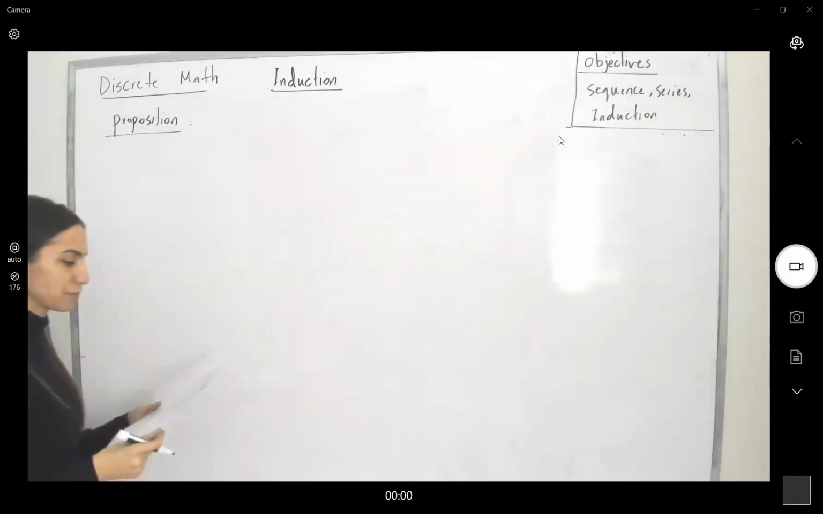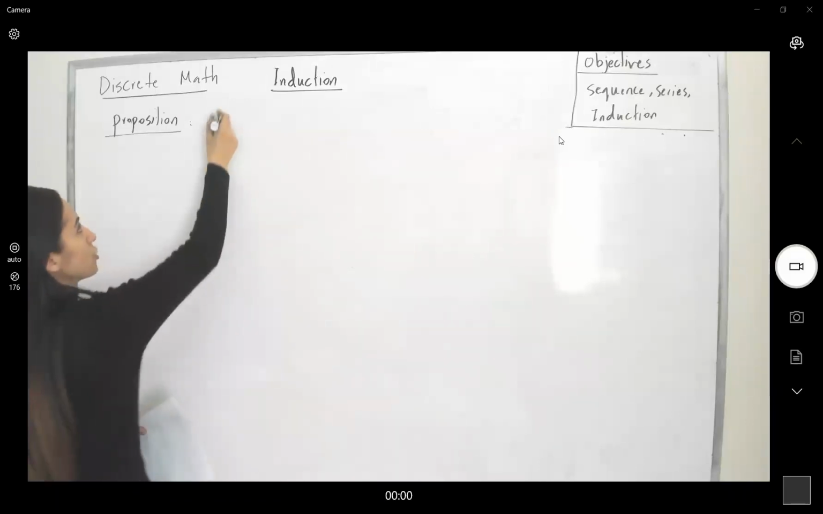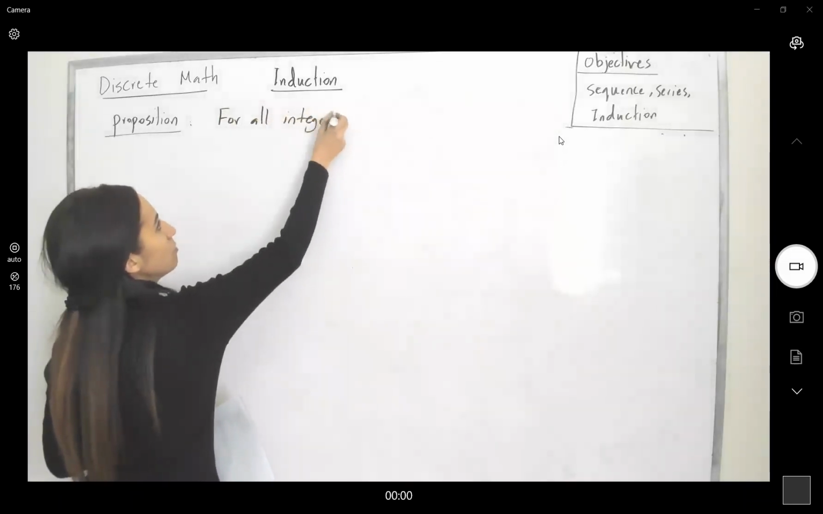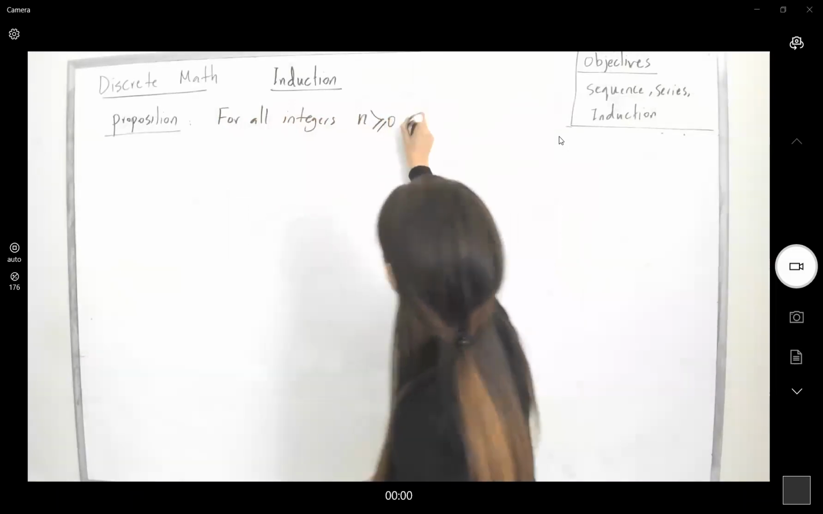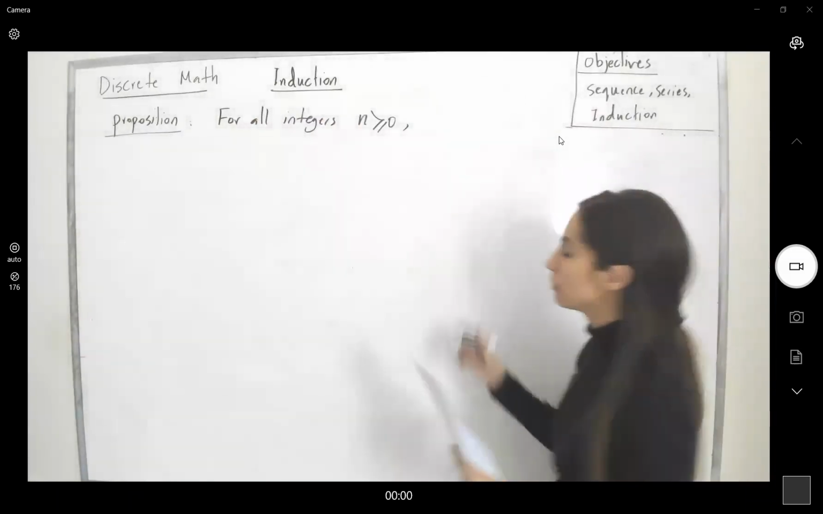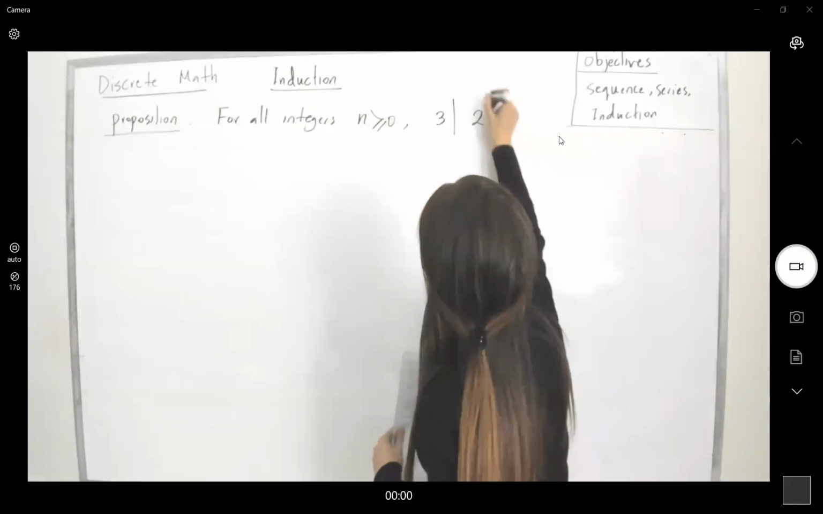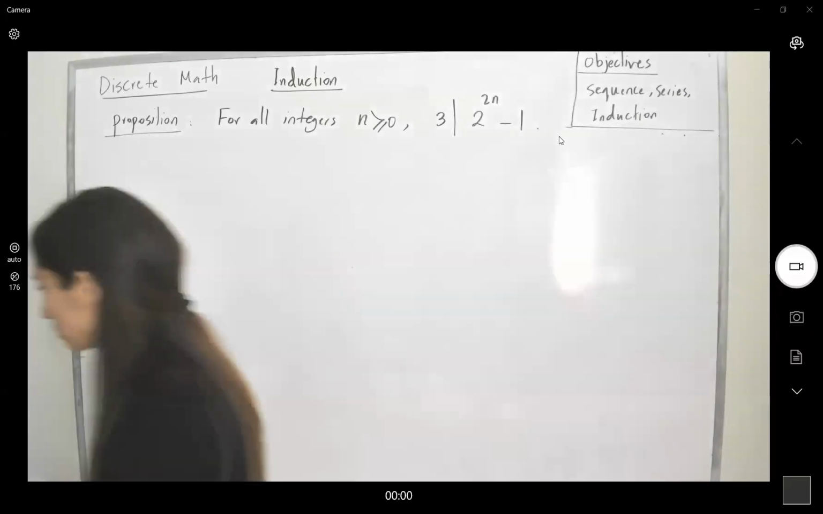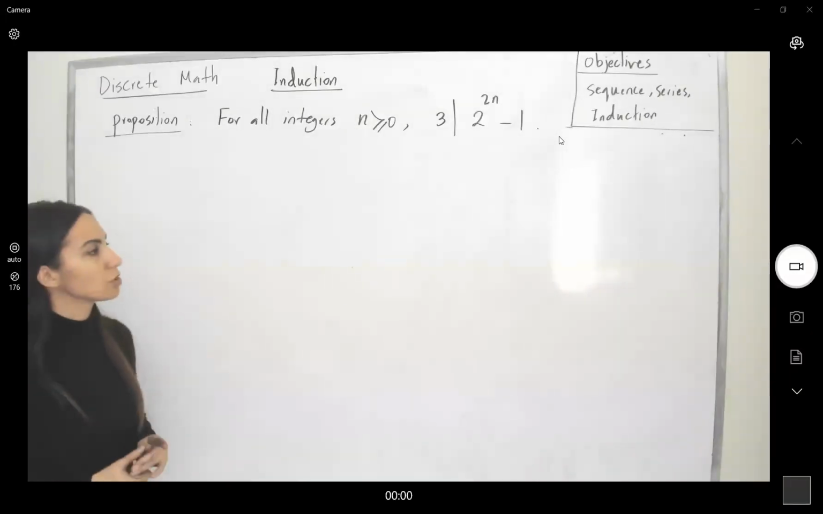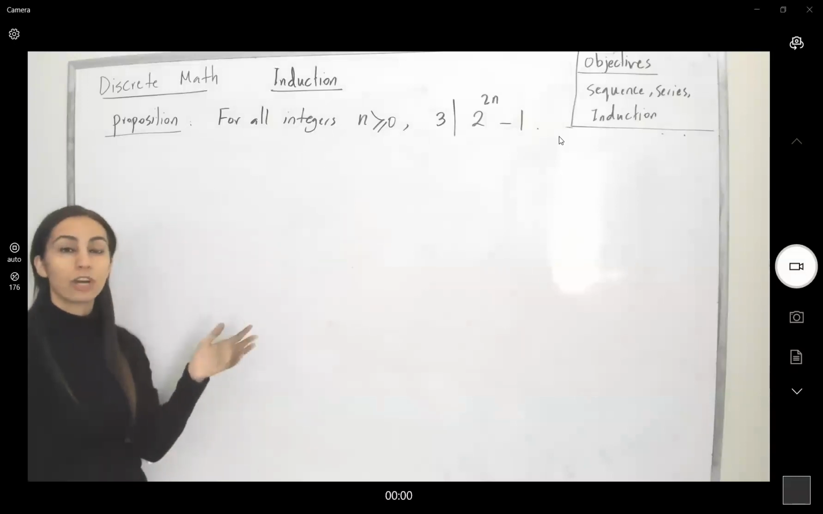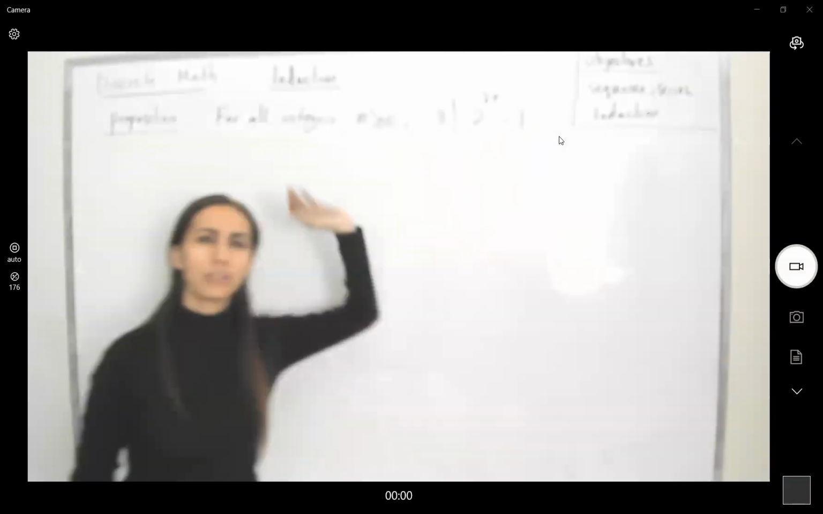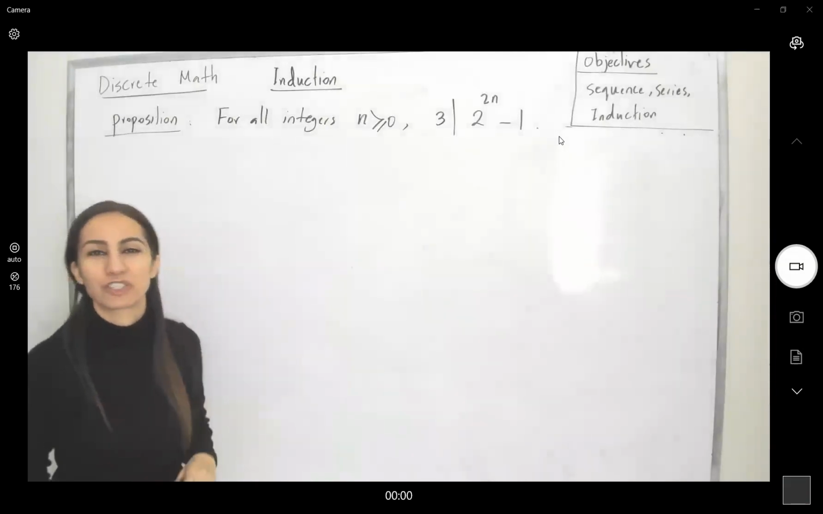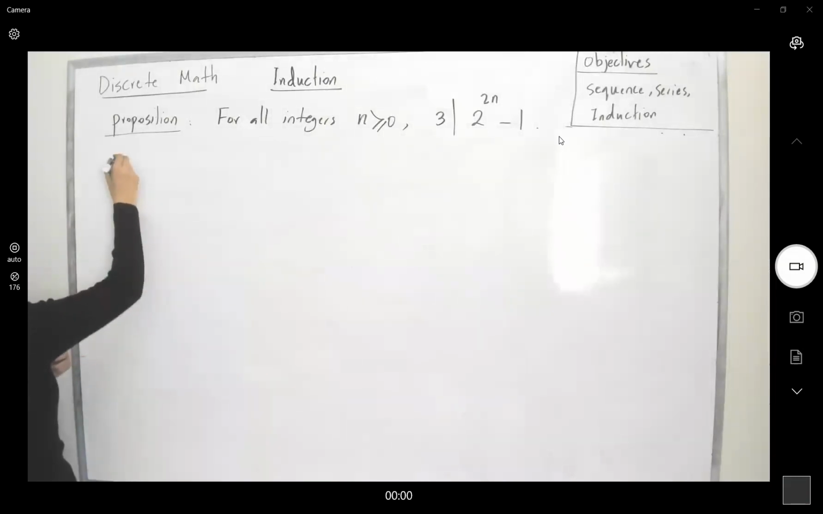One proposition. This proposition says, for all integers n which are greater than or equal to 0, 3 divides 2 to the 2n minus 1. So what are we trying to prove? We're trying to prove that 3 is a factor of 2 to the 2n minus 1. Well, let us use induction. Proof by induction.